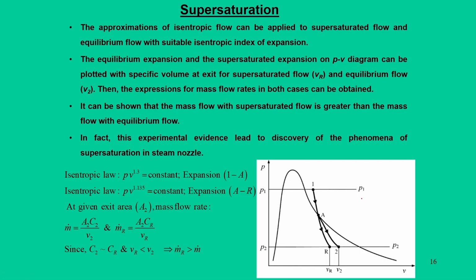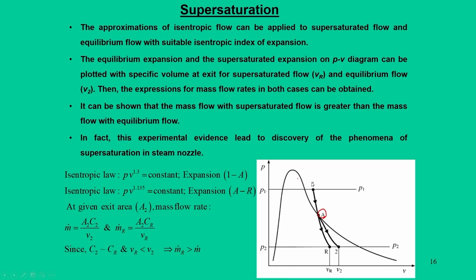Now, the same phenomenon is plotted, where the expansion takes place from 1 to 2, and we have two constant pressure lines P1 and P2. Going from 1 to 2, it intersects the dome at point A. That means at this point the steam reaches the saturation point. At this point the vapor tries to condense, but it does not condense instantly or suddenly. It takes some finite time to continue this condensation process.